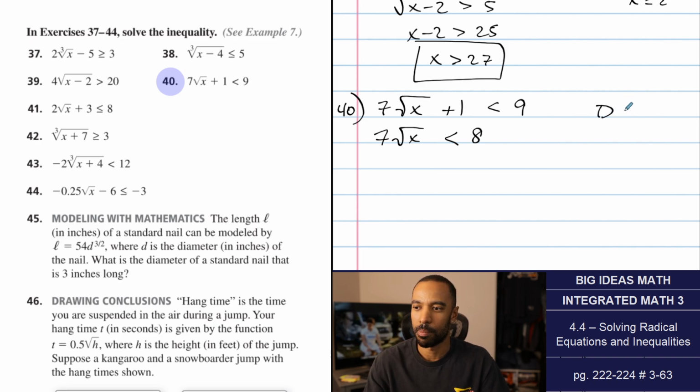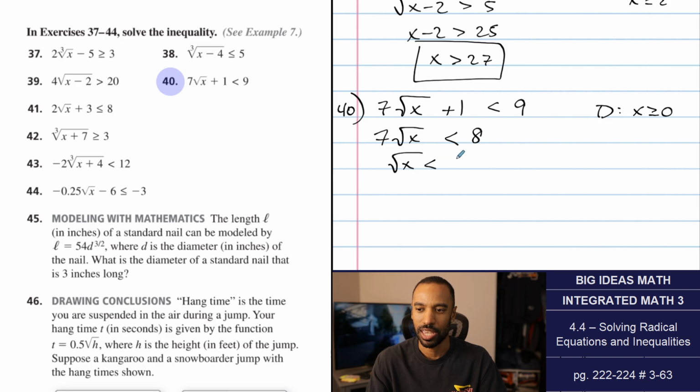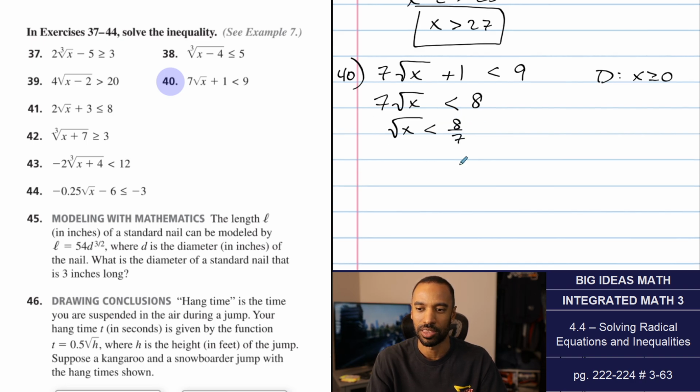Let's also consider our domain. X has to be greater than or equal to 0 this time. Just as long as it's positive numbers, we all good. Let's divide both sides by 7. That's kind of weird, right? 8/7ths. Don't try and write the decimal version of that.